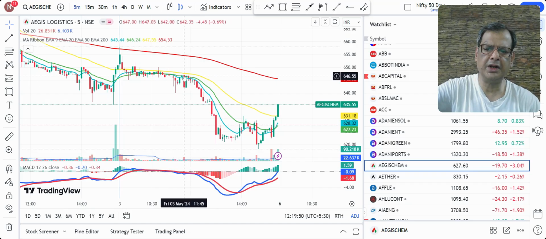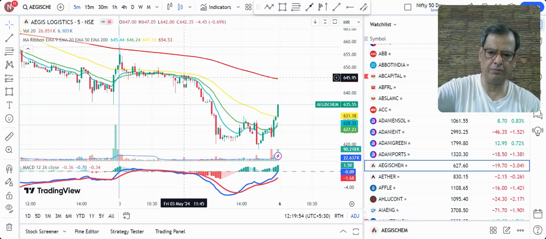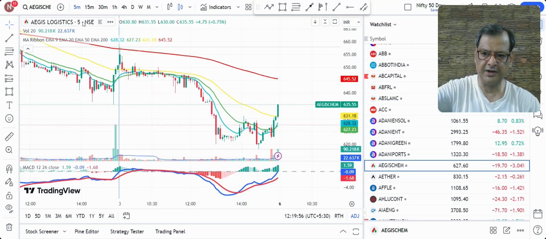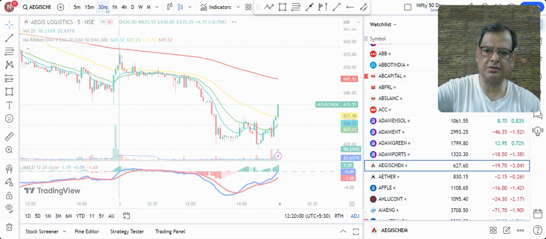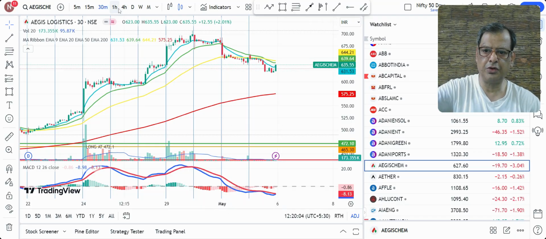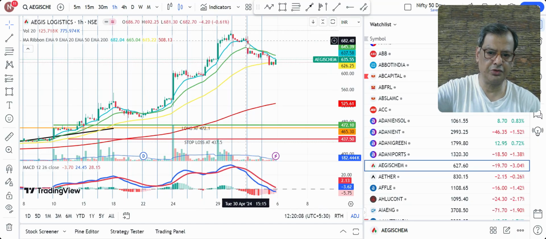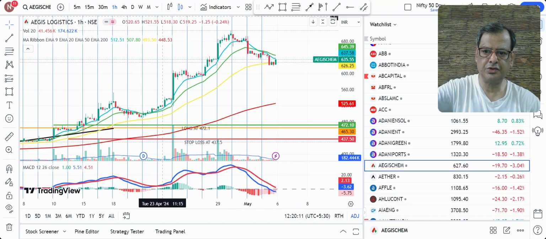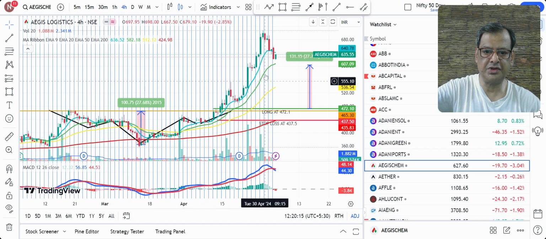So what you would probably be doing is trying to take shorts and not try to go long, because the general trend here is down in the 5 minute. But this is in the 5 minutes, so to have a better look, see what's there in the 30 minute. Again, you see a downtrend here. If you look at the 1 hour chart, you see a downtrend here as well. If you look at the 4 hour chart, again you see a downtrend here.